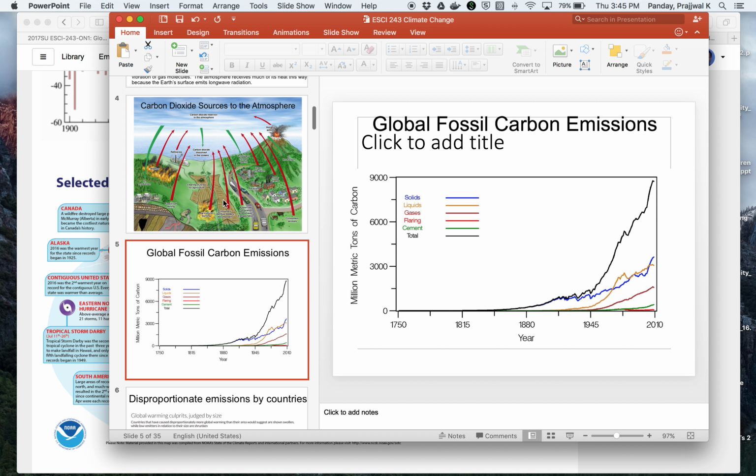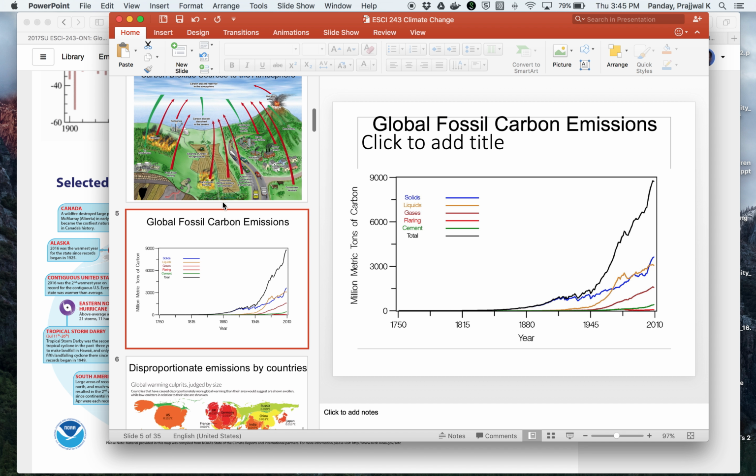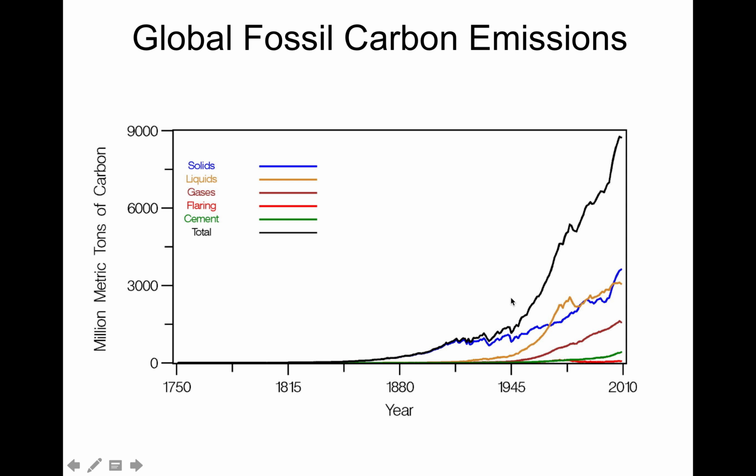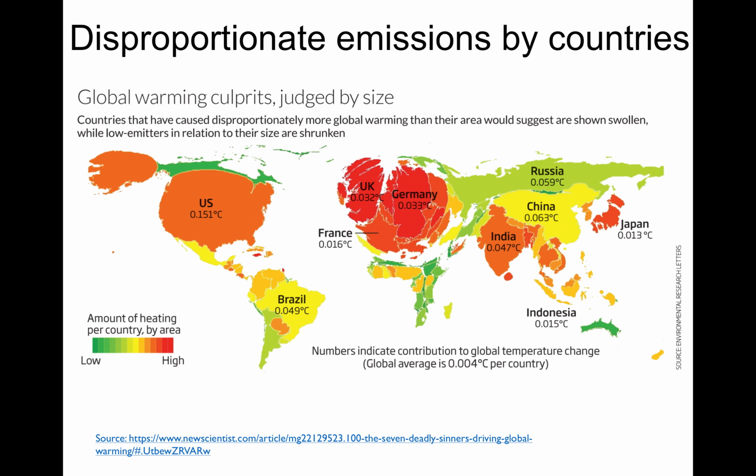As I said, the main culprit is the use of global fossil carbon emissions. So here we are, the total carbon emissions from fossil fuels. As you can see, this shape here parallels and mimics the shape of the carbon dioxide, as well as the temperature change. And again, we have to keep in mind that there's a disproportionate emissions by different countries.